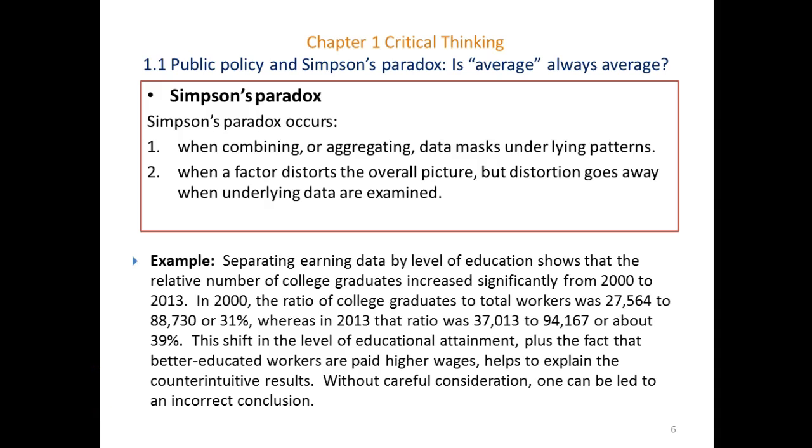Continuing with our example, separating earnings data by level of education shows that the relative number of college graduates increased significantly from 2000 to 2013. In 2000, the ratio of college graduates to total workers was 27,564 to 88,730, or 31%. Whereas in 2013, their ratio was about 39%. This shift in the level of educational attainment, plus the fact that better educated workers are paid higher wages, helps to explain the counterintuitive results. Without careful consideration, one can be led to an incorrect conclusion.